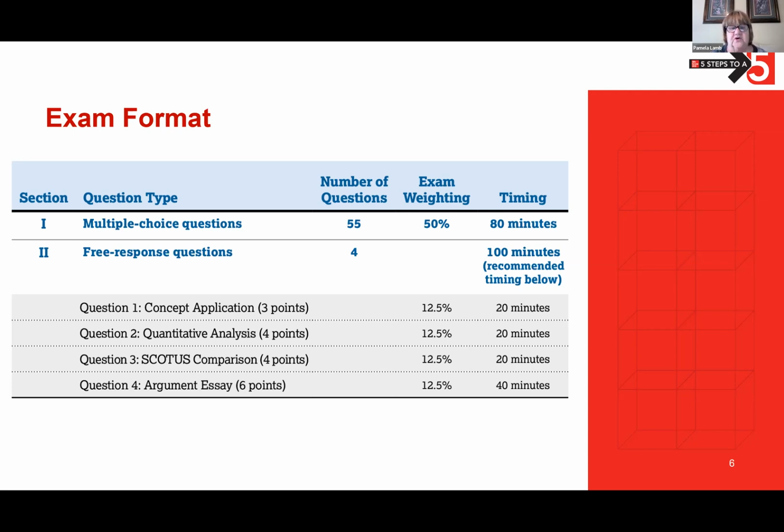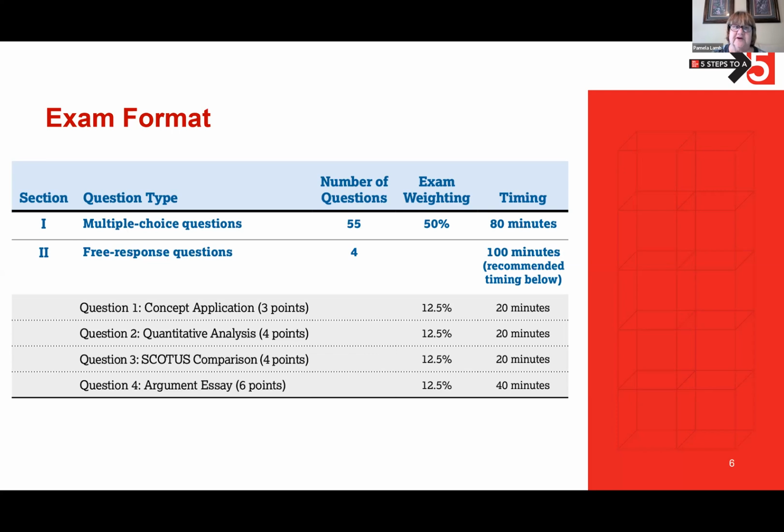And then there are 4 free response questions. Each of those counts 12.5%. 3 of them are shorter, more like short answer questions, where you should spend probably about 20 minutes. That's a College Board recommendation.